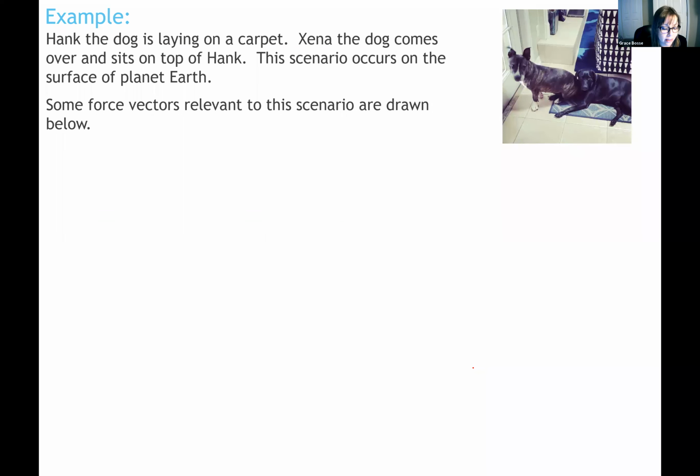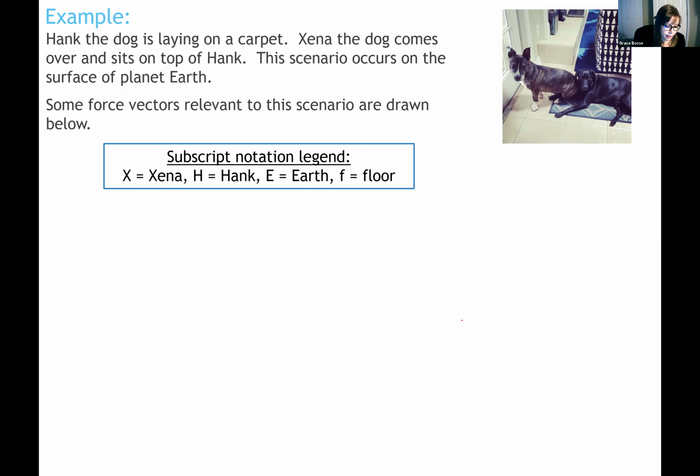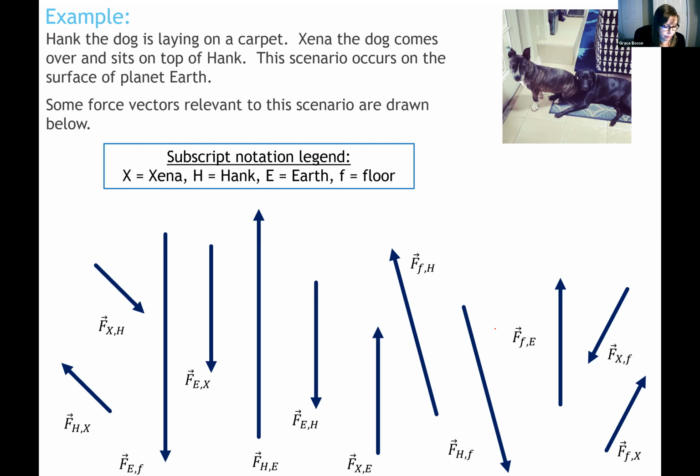So let's do an example here. Let's go back to our dogs. So there's Xena sitting on Hank, who's sitting on the floor on the surface of the earth. So I have drawn a bunch of force vectors, all of them that are within this picture. I haven't defined my system yet, so I've just kind of drawn everything for you. And this is the notation that I've used for each of these subscripts. You can understand what each of these subscripts means. There's Xena, Hank, Earth, and the floor. So tons of different vectors here.